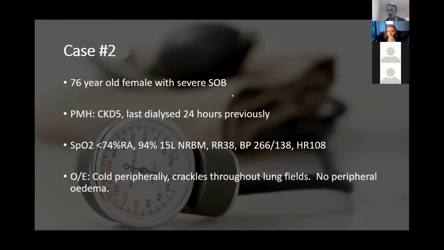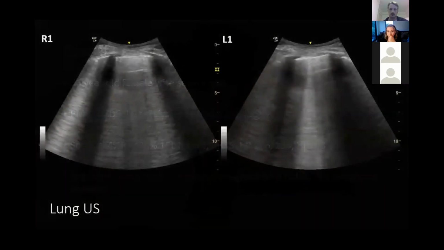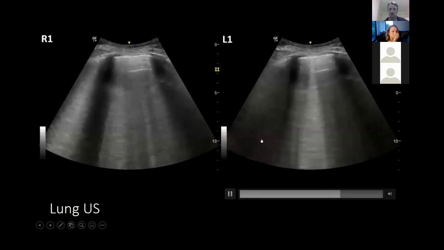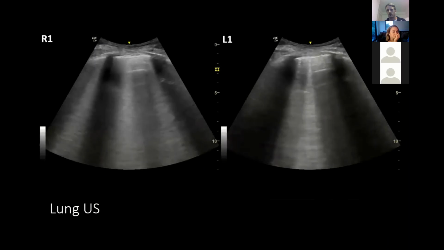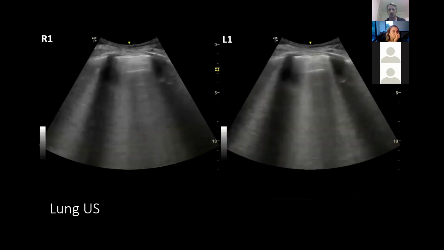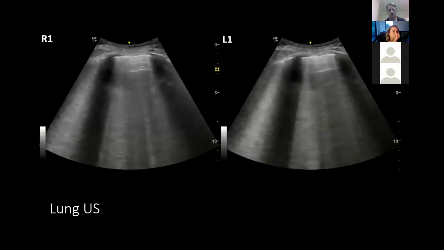She's cold peripherally. She's got crackles throughout her lung fields. She's hypertensive, and she has no peripheral edema. So what we do quickly is put the probe on her chest, and here we go. So again, interstitial syndrome, if you like. There are more than 3 B lines per lung field.